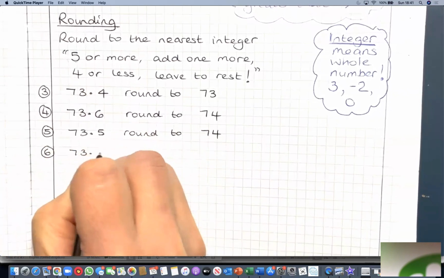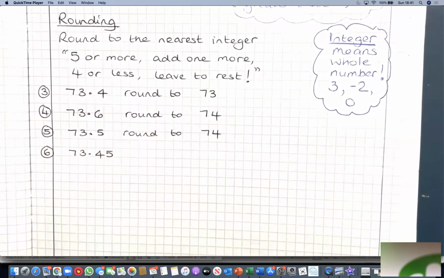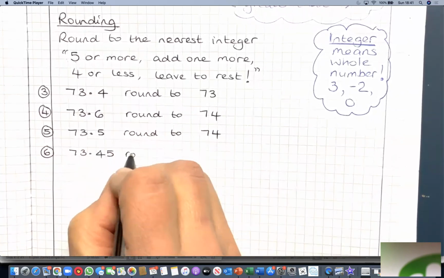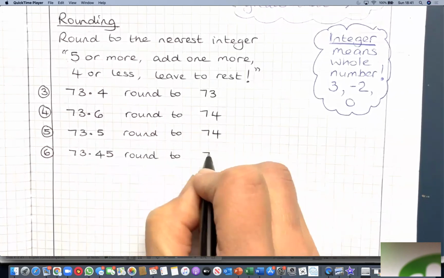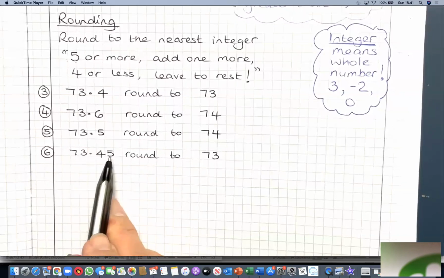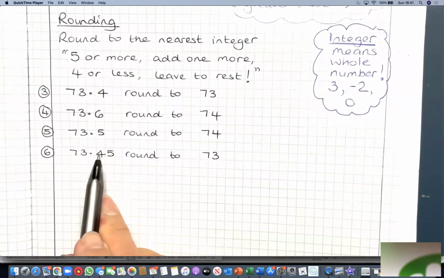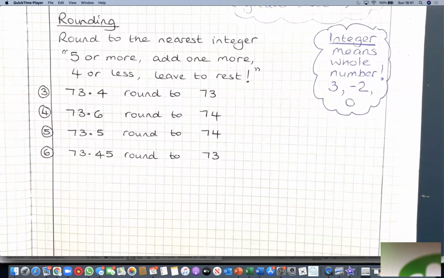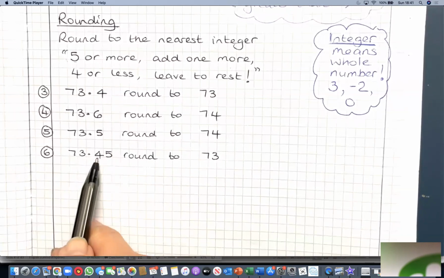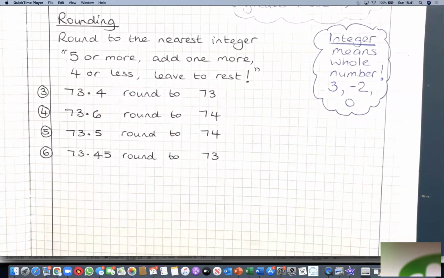Finally, let's just look at one last one, 73.45. Now, we said that we only need to look at what's happening in the tenths column, which is a 4. Therefore, I know that this is going to round down to 73. The reason I've included this one is sometimes people use that 5 to round the 4 to a 5, and then they say, well, 73.5 rounds to 74. Okay, you don't want to do that. You only look at what's happening in the tenths column, and that tells you that you do not need to round the 73 up to 74.